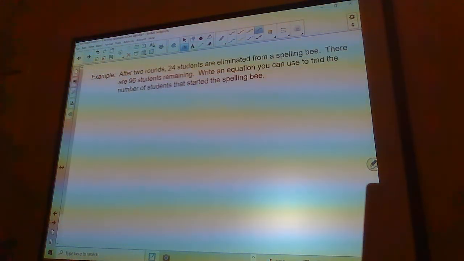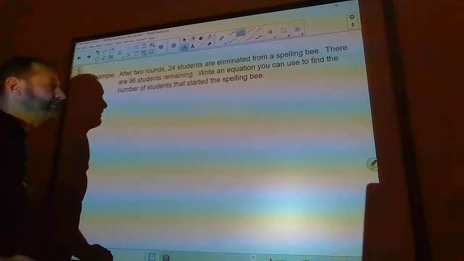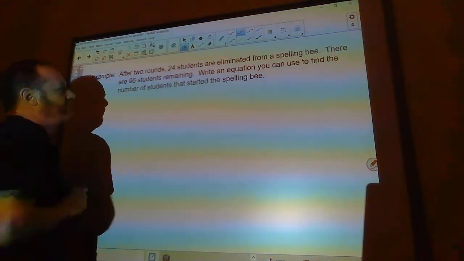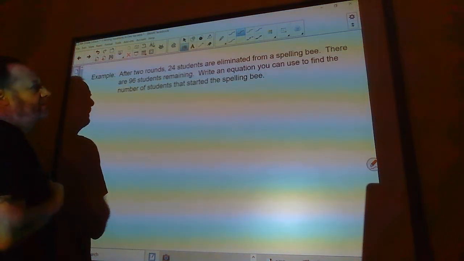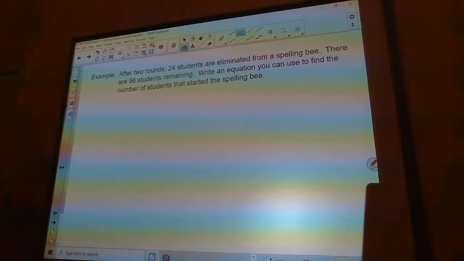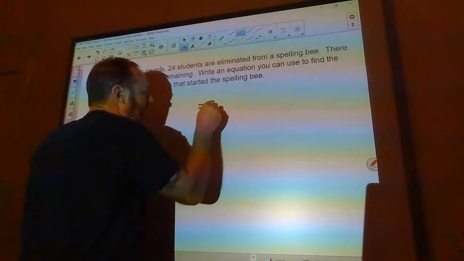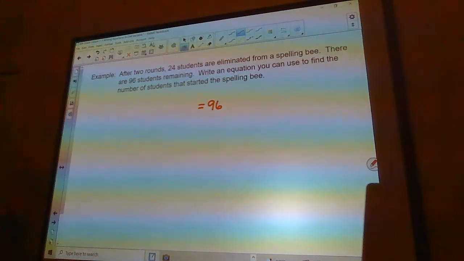After 2 rounds, 24 students are eliminated from a spelling bee. There are 96 students remaining. Write an equation you can use to find the number of students that started the spelling bee. Okay, so this could be a little tricky. So we had 2 rounds. 24 students were eliminated. That means that 12 students per round were eliminated. There's 96 left. Okay, so whatever we're going to do is going to equal 96.